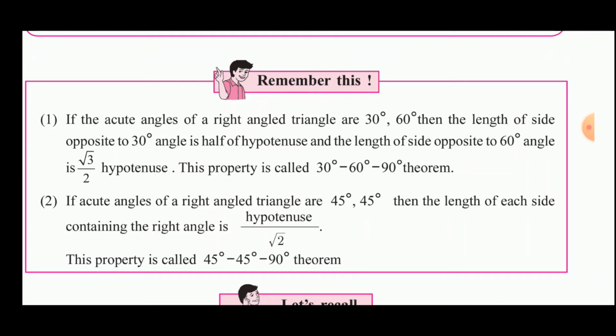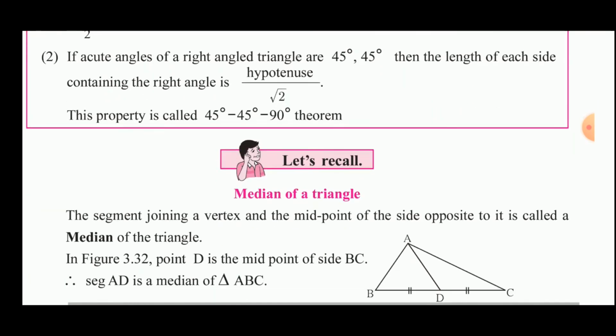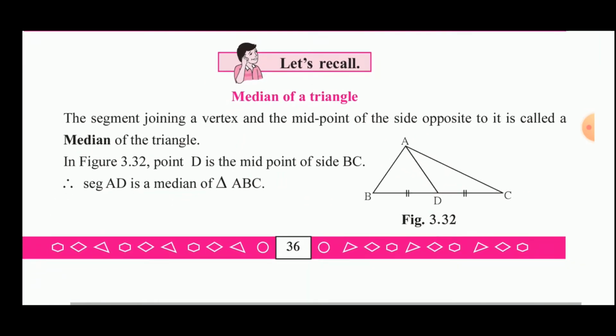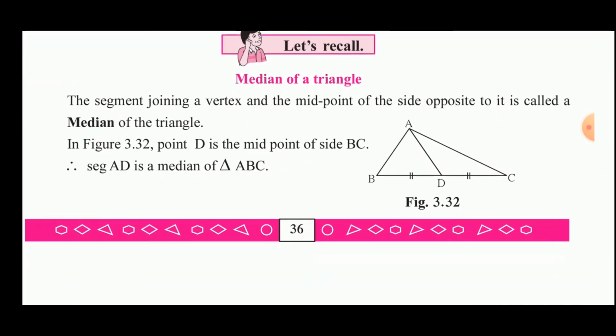Now the second one, if the acute angles of the right angle triangle are 45 and 45, then the length of each side containing the right angle is 1 by root 2 times the hypotenuse. That is the 45-45-90 theorem. Now let us next see what we mean by the median of the triangle.